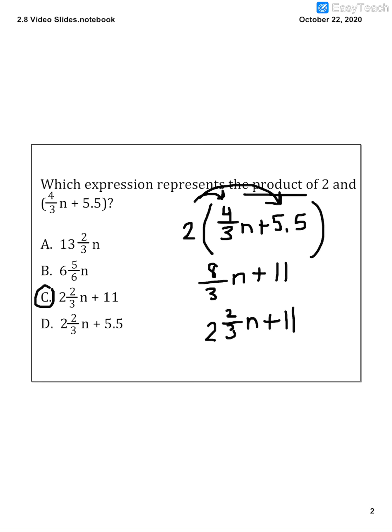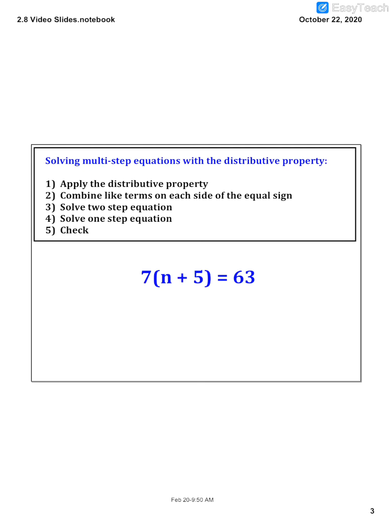Again, if I look at these choices, especially choice D would be the trick answer if we forget to distribute out the 2 to the 5.5. So again, when distributing, you must distribute the number outside the parentheses to every term that's inside the parentheses. Okay, so when solving multi-step equations with the distributive property, you can use this checklist to help you.